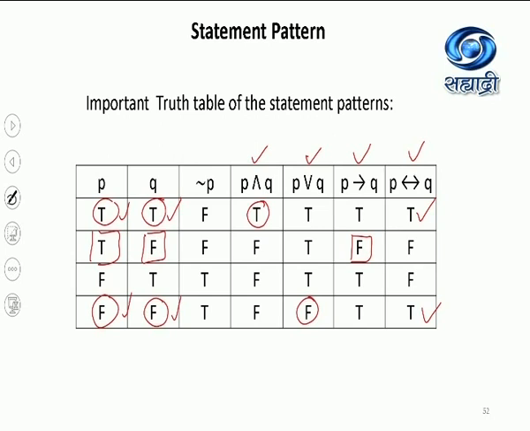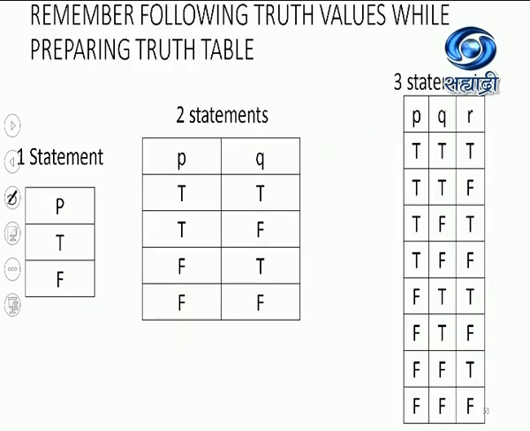So all the truth values of the connectives that we have seen in the earlier sessions are nothing but the truth tables of the statement patterns. While writing the truth table for any given statement pattern, the number of columns depends upon the number of statements and also the connectives. And for each statement, we have a fixed number of truth values.